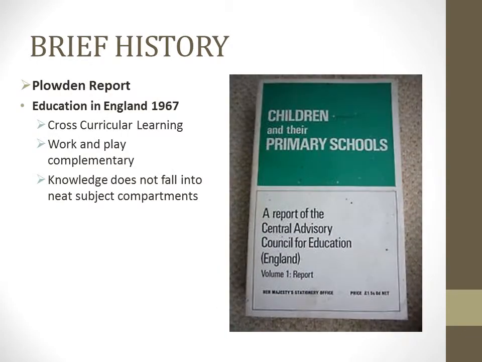The idea of cross-curricular teaching was first introduced as a result of the Plowden Report in 1967. Plowden argued that knowledge does not fall into neatly separated compartments, and that work and play are not opposite but complementary. This was the first time that skills were thought of as interchangeable between subjects. The report was dismissed at the time as Labour had just come into power, and the report was commissioned by the Conservatives. However, in years to come, the recommendations in the Plowden Report would become the norm in modern education.